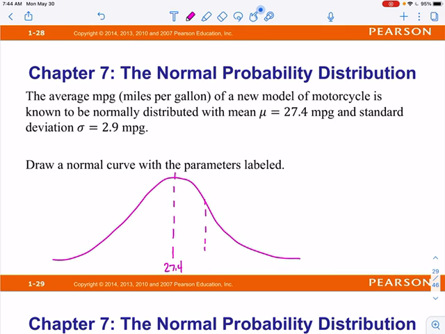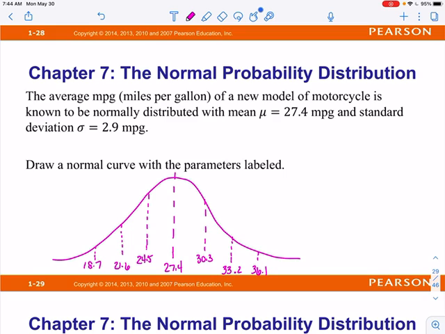If I add 1 standard deviation there, that's going to bring me to 30.3. If I do another one, that will be 33.2, and we'll do one more. That one is going to be 36.1. When we go to the left, we're subtracting that same 2.9. The first one is going to bring us to 24.5. The next one will bring us down to 21.6. And the last one will be 18.7. So there's your normal curve with the parameters labeled.